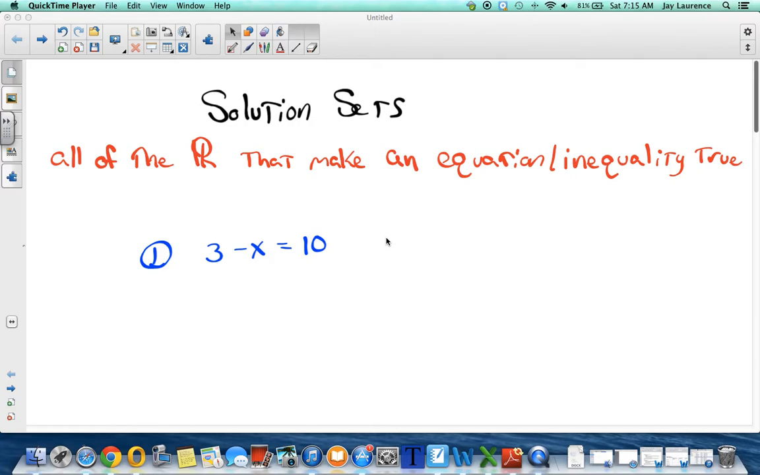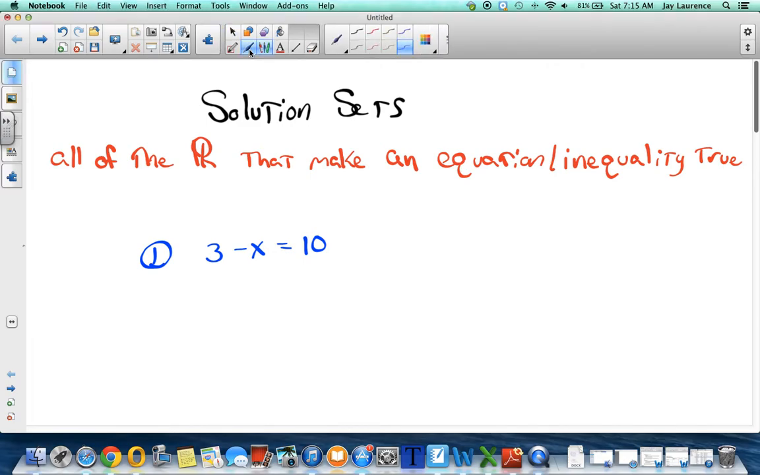Get this pencil moving. All of the real numbers that make an equation or inequality true. An equation or an inequality. Now, I know some of you have a hard time with vocabulary because you want to say things your way. Remember, an equation has to have an equal sign, like x equals 10 is an equation. On the other hand, 5 plus x is not an equation. It's only an expression. So you've got to start speaking the language.